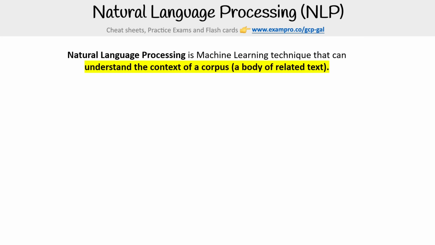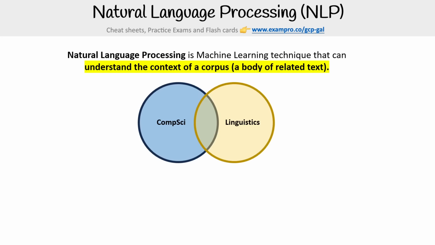Let's take a look at natural language processing, also known as NLP. In machine learning, it's a technique that can understand the context of a corpus. A corpus is a body of related text, the text that you are working with. And NLP intersects with computer science and linguistics. So if you know a lot about the nature of spoken and written language, then computer science here is going to meet in the middle so that we can make sense of it using algorithms.